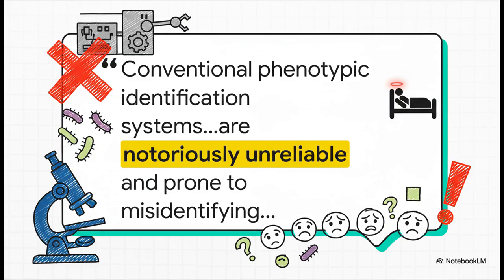Your bench work is giving you all these clues, right? But the automated systems, which are totally reliant on these same phenotypic traits, are just, well, they're notoriously unreliable for this bug. They're just trying to find the best fit in their database. And for Psychrobacter phenylpyruvicus, that best fit is usually the wrong one.